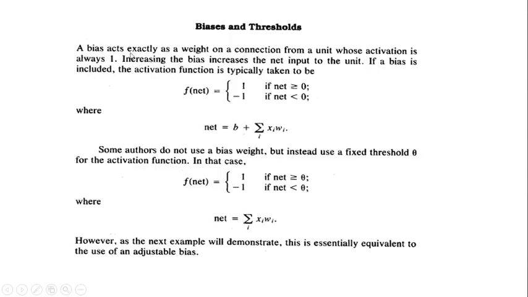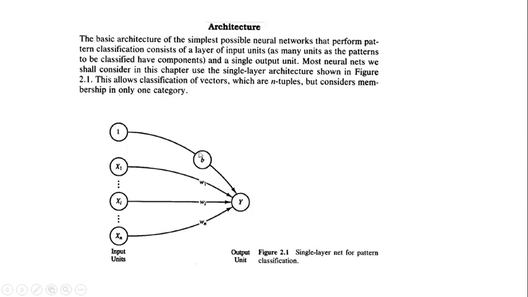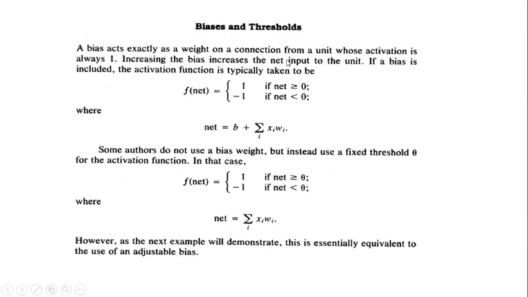A bias acts exactly as a weight on a connection from a unit whose activation is always 1. So here the bias activation is always 1, and increasing the bias increases the net output to the unit. So if you increase the bias, it will increase the net output.